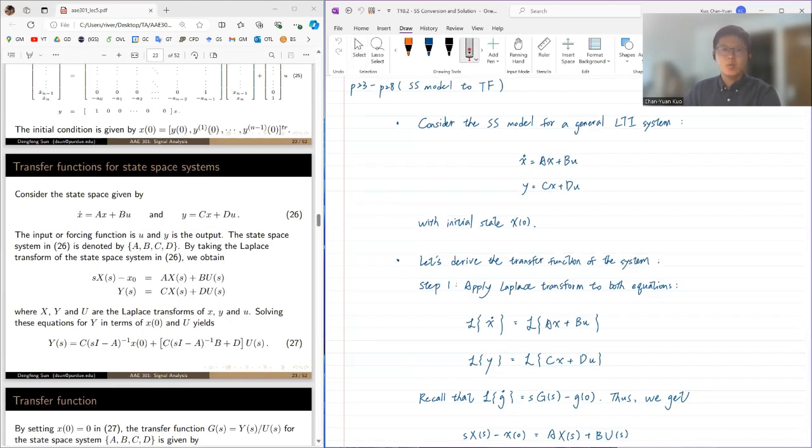Next, let's learn how we can derive the transfer function of a linear time invariant system from its state space model. Recall that the state space model of a linear time invariant system consists of the state dynamics in the form of x dot equals A x plus B u, and the output equation in the form of y equals C x plus D u, along with the initial state x of 0. Now let's derive the transfer function of the system.